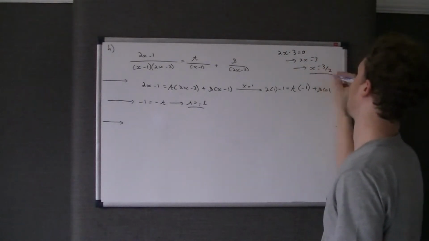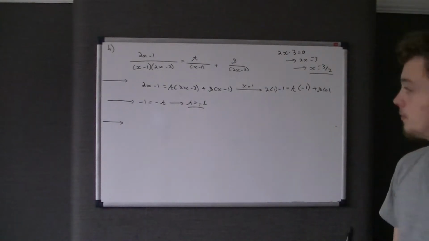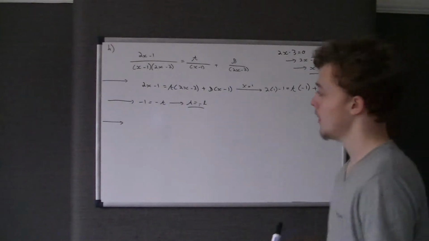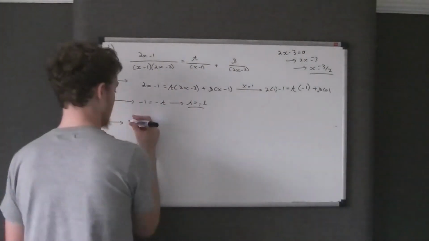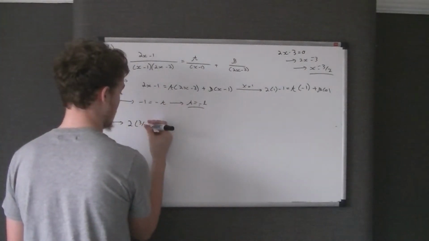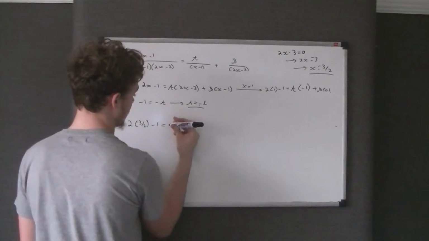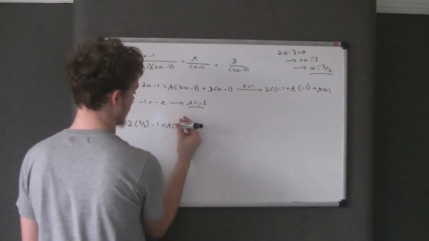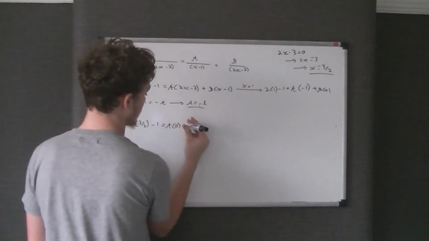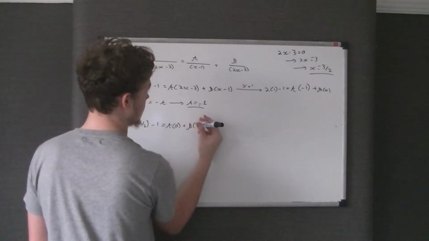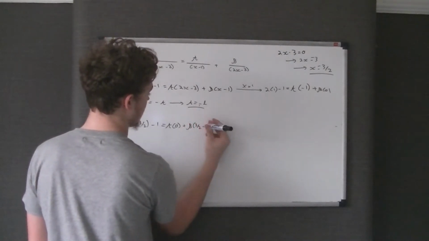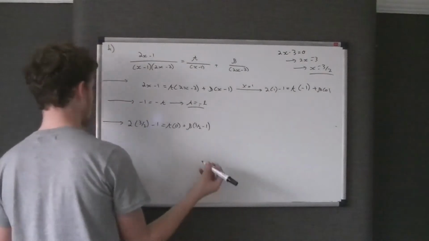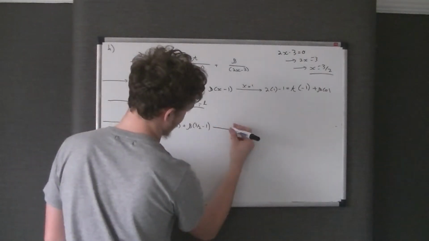Now I wouldn't write 1.5 because that's just a bit messy really. Okay, so 2 times 3 over 2 take 1 is equal to, obviously A is going to have a factor of 0, but you might want to write it here anyway, plus b times 3 over 2 take 1, or 3 over 2 take 2 over 2. It's completely up to you.